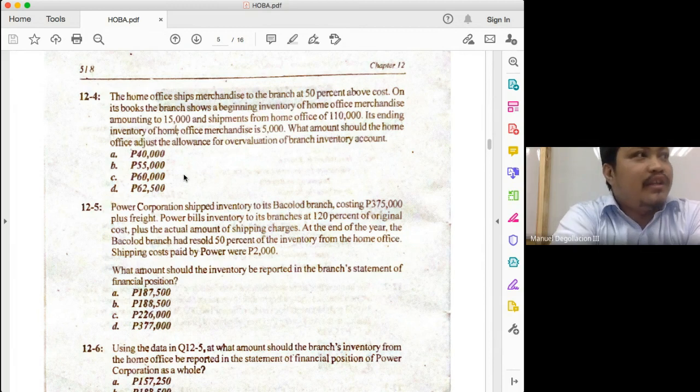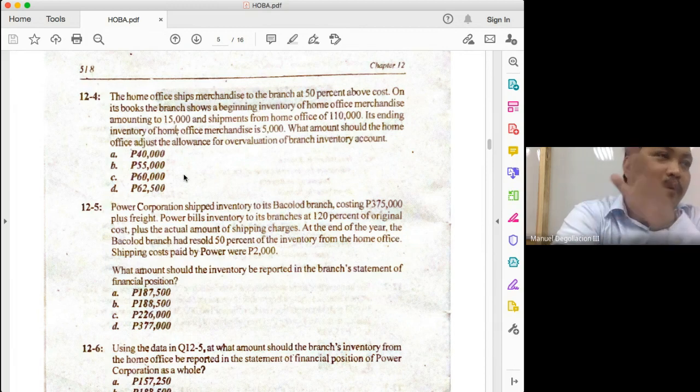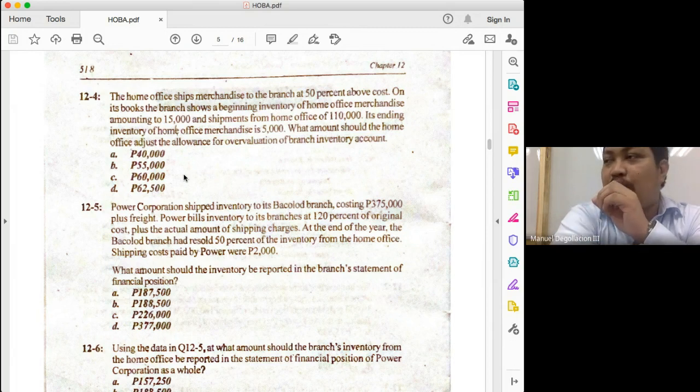Okay, if the shipments from home office is 110,000, does this amount include the markup already? Yes. So if you will be asked, how much then is the shipments to branch during the year? Please take note. Supposedly, your shipments from home office is the partner of your shipments to branch. But if ever there are already markup, your shipments to branch will not be equal anymore to your shipments from home office. Why? Because the shipments to branch is always at cost.